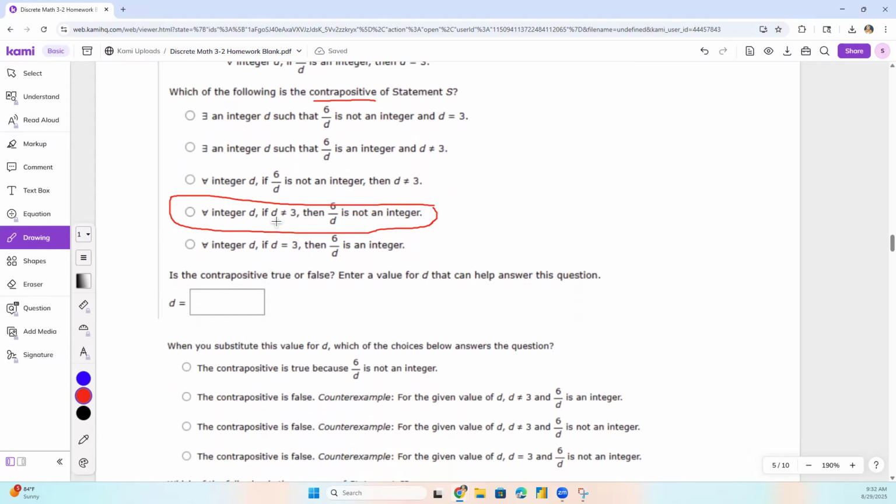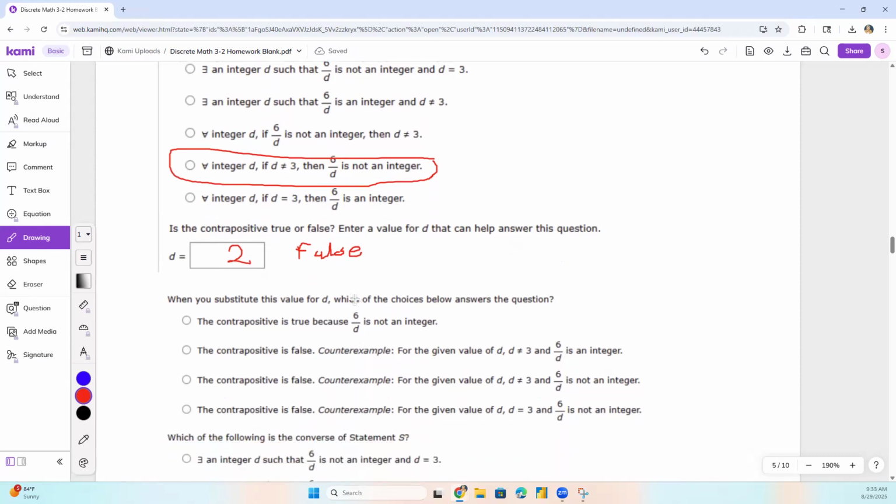So let's think about this. If d is not equal to 3, then this is not an integer. Is it really? When I use 4, 6 over 4 is not an integer. It's 1.5. They're right. But is that the only thing? What about I use 2? So I'm going to say that this is a false statement, because look, when I enter 2 for d, 6 over 2 is still 3, because 6 has 2 divisors, 3 and 2. So if d is not 3, d can be 2, and it will still give me an integer.